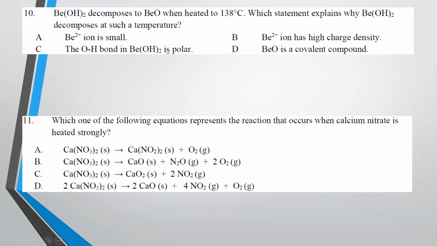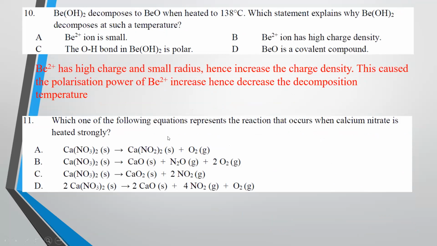Then we go to number 10. Barium hydroxide decomposes to barium oxide when heated to 138. Which statement may explain why barium hydroxide decomposes at such a temperature? A, the barium ion is small, which is correct. It is indeed small and has a high charge, therefore it has a high charge density, correct?